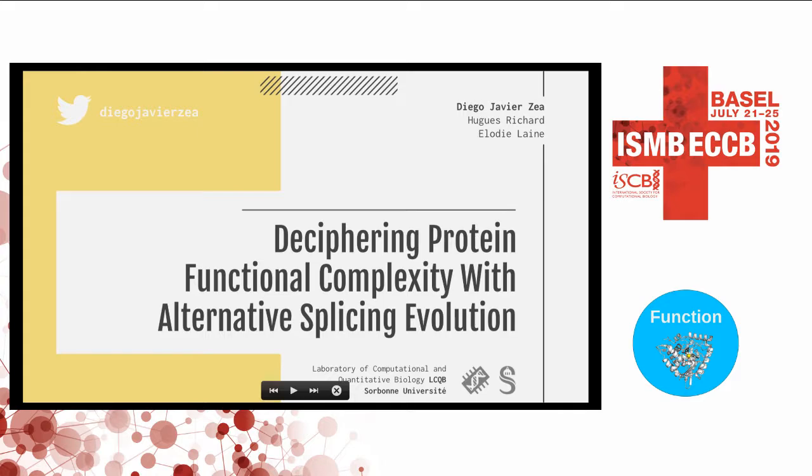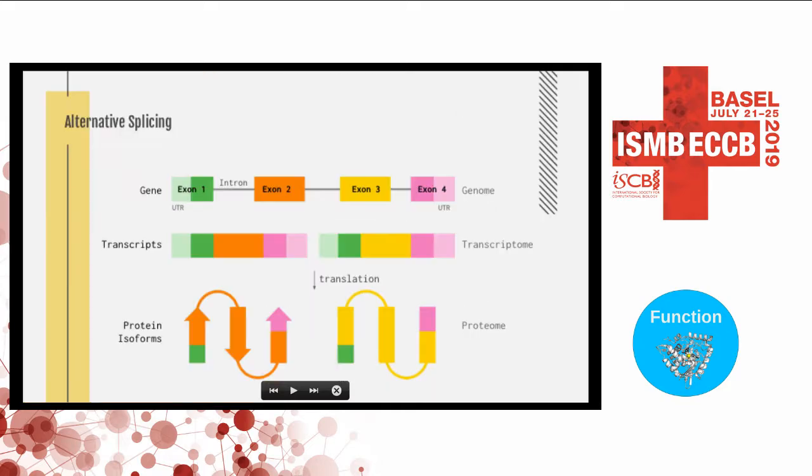Hi, my name is Diego Sea. I'm working at the Laboratory of Computational and Quantitative Biology at Sorbonne University. And I'm going to show you how to use alternative splicing evolution in order to understand protein functional complexity. So alternative splicing is a regulatory process that happens in most eukaryotic cells, and that leads to different protein isoforms that can differ in three-dimensional structure and also in function.